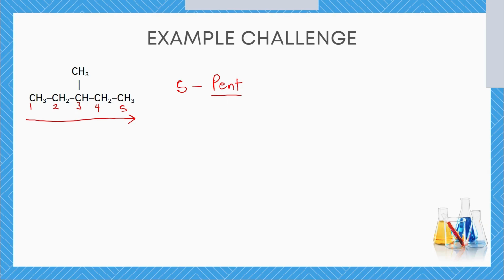The next thing to do is to count in such a way that the substituent or the branch will have the lowest number possible. So now, counting from left to right, this guy is on carbon number 3. If we count from right to left, this guy will also be on carbon number 3. So whichever way we want to count, either from right to left or left to right, is absolutely cool.